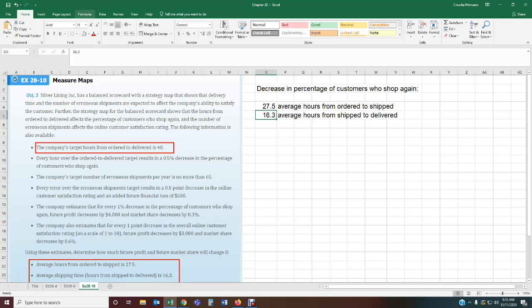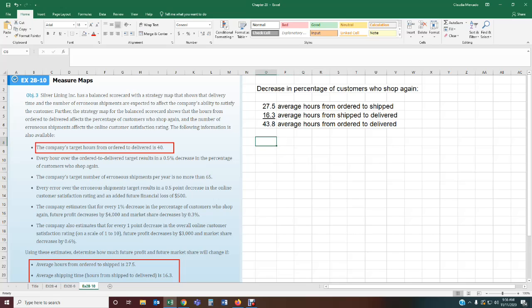So total, let's add those together. You're going to add 27.5 plus the 16.3. That gives me 43.8 hours. That is your average hours from ordered to delivered. So it takes you 43.8 hours from the time the order is placed to when it's delivered. The company standard or their target is 40 hours. So it's taking you 3.80 hours longer than what was anticipated based on the target.